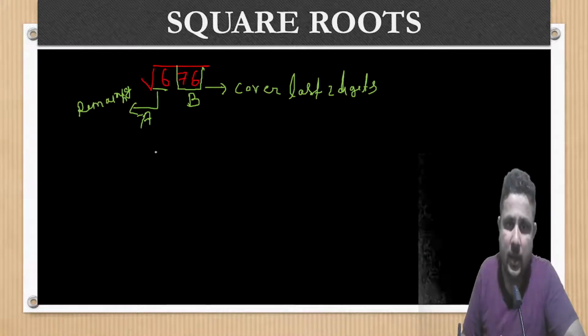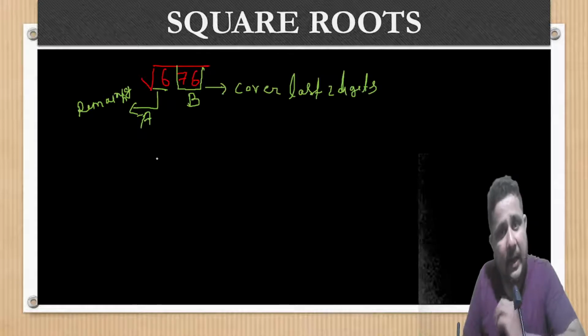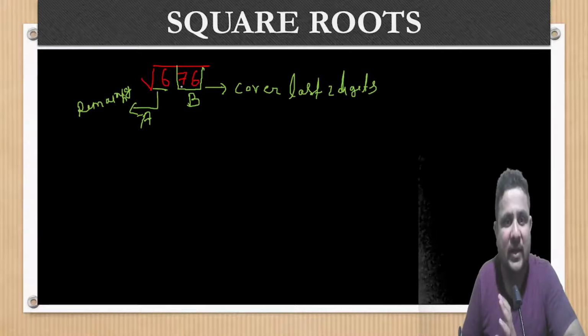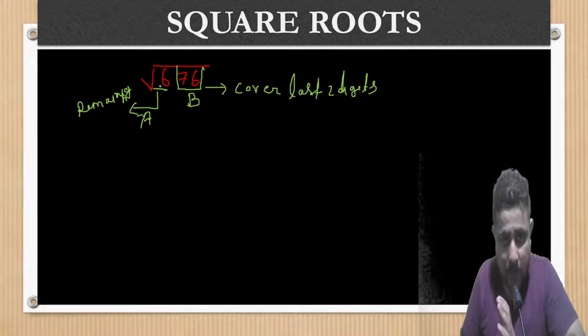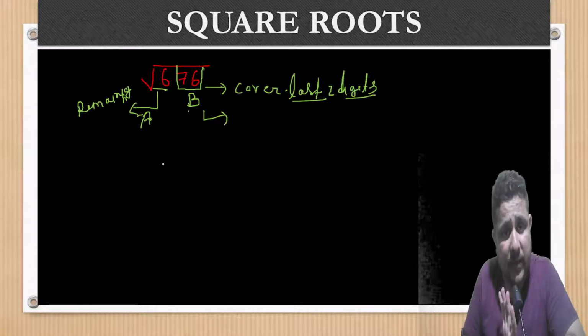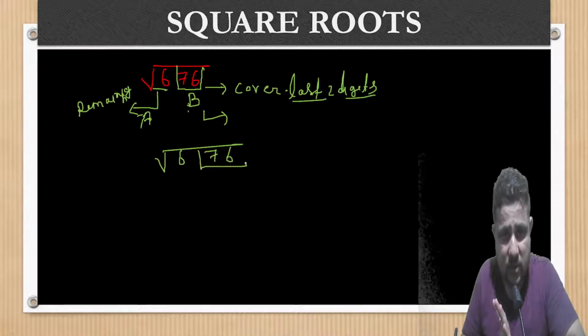Majorly, we all face perfect square roots in the exam. I will tell you these tricks for imperfect square roots also, but first we will discuss perfect ones. Now, part A, part B. Part B is always going to be the last 2 digits. So now let's have the solution. 6, 7, 6. So this is part B.